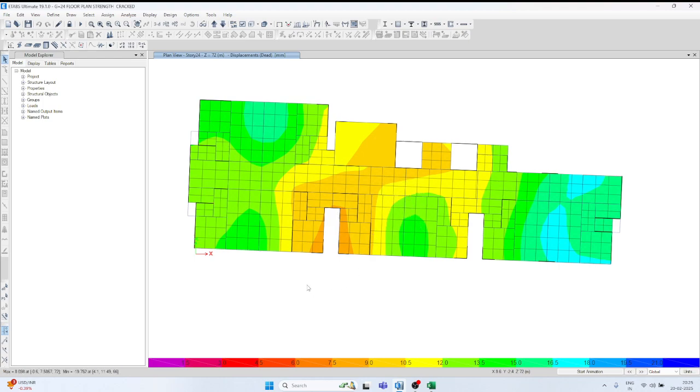So this is the process to apply the buckling. I hope you understood.